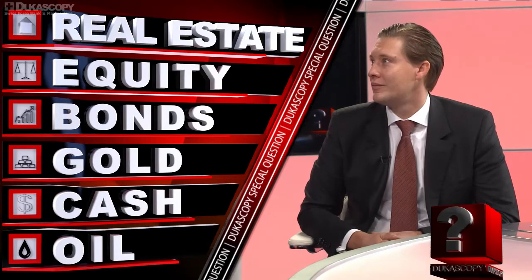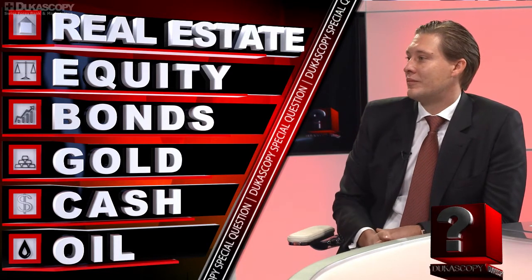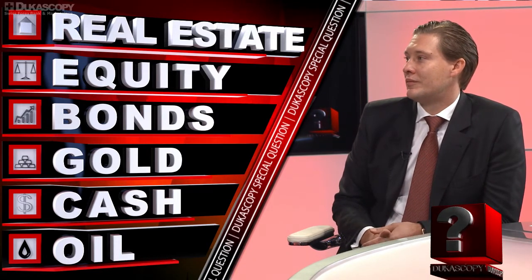Thank you, Jean-François. That does now bring us on to our Dukascopy question, which is, if you had $1 million to invest for 1 year, which instrument would you place it in? So if we take a look at the choices that you've got today, we've got real estate, equity, bonds, gold, cash, and oil. So that $1 million, where would you place it?